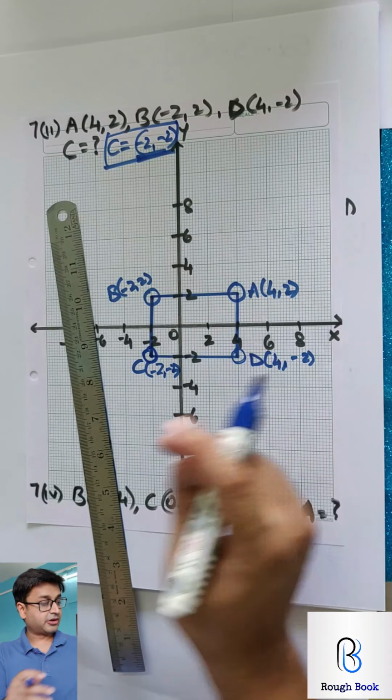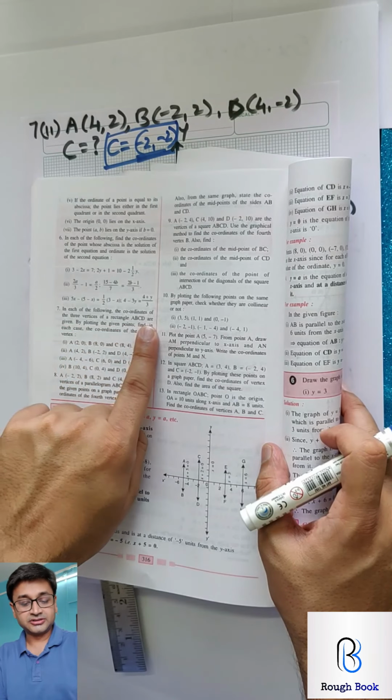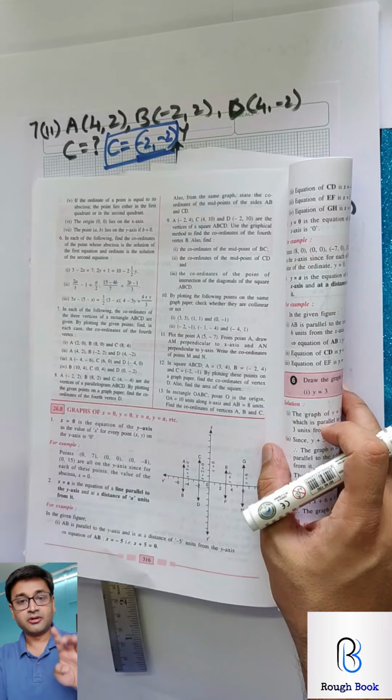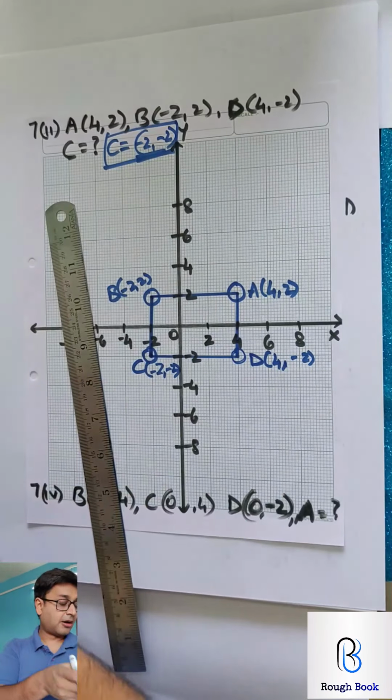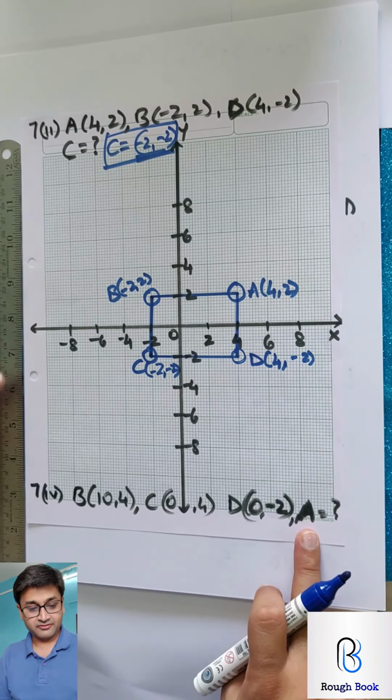See, I'll read the entire question. The question says, in each of the following, three vertices of a rectangle are given. By plotting the points, find in each case the coordinates of the 4th vertex. Simple. How many managed to get this? Brilliant. Can we do this last one, 7 part 4?